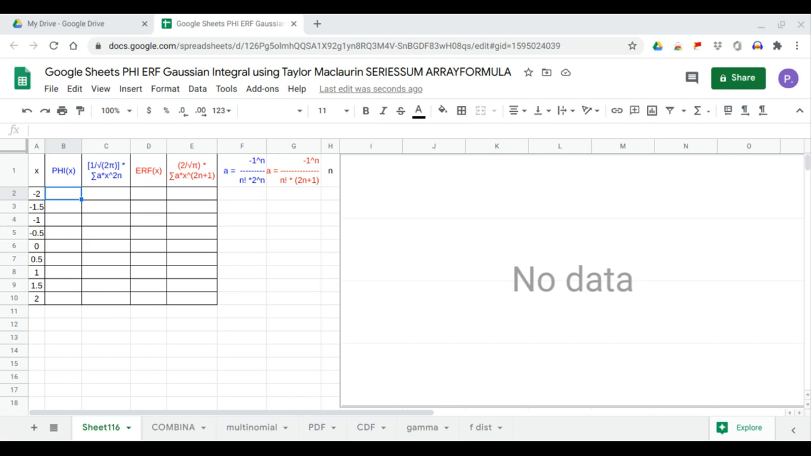In this video, we'll generate the dataset of PHI and ERF function using Taylor-Maclaurin series sum and array formula. We'll derive the PHI function as well and the ERF function. We begin with the PHI function using array formula.